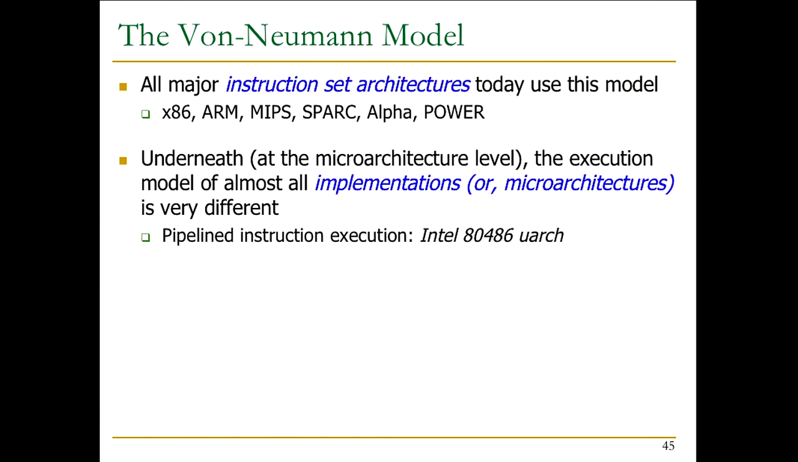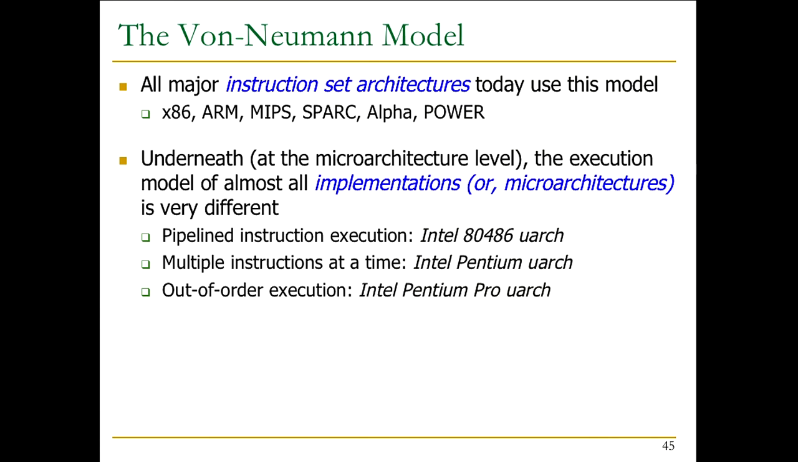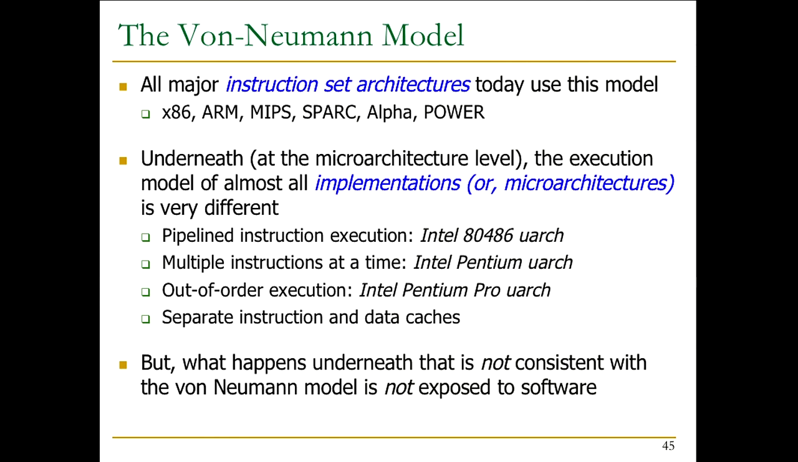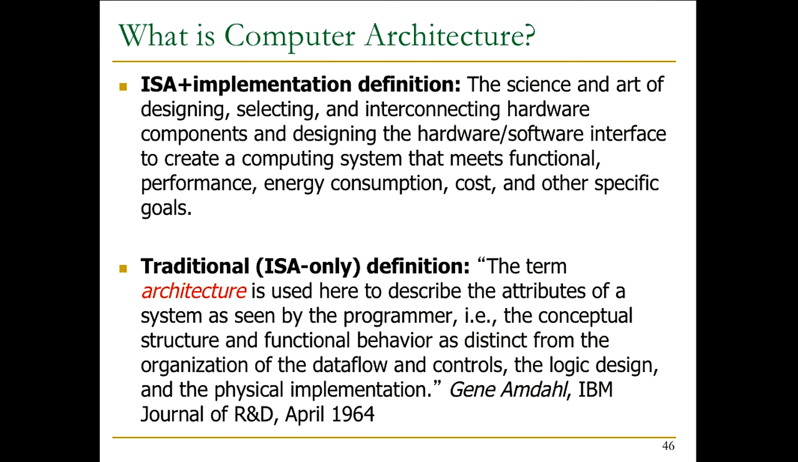So Intel 486 is a pipeline instruction computer. Multiple instructions at a time. Intel Pentium introduced that, in order, pipelined. Out-of-order execution was introduced by Pentium Pro, basically internally data flow, externally sequential. And also separate instruction and data caches. They also have separate instruction and data caches internally. Right? Even this is breaking the von Neumann model strictly, right? You're really storing things at different places. So what happens underneath that is not consistent with the von Neumann model is not exposed to the software, basically. You reorder things at the end. And that's the difference between ISA and microarchitecture.